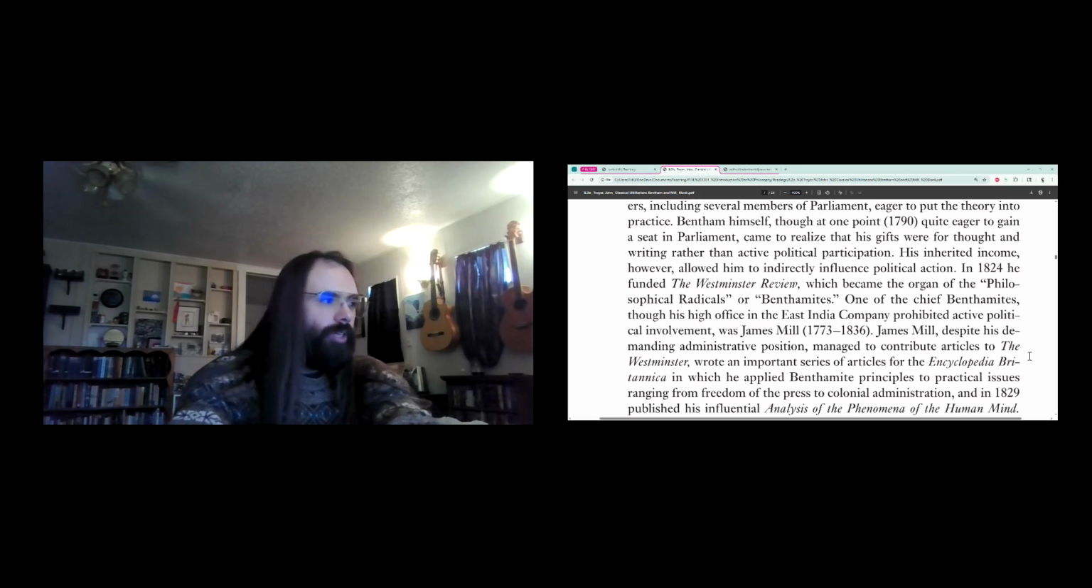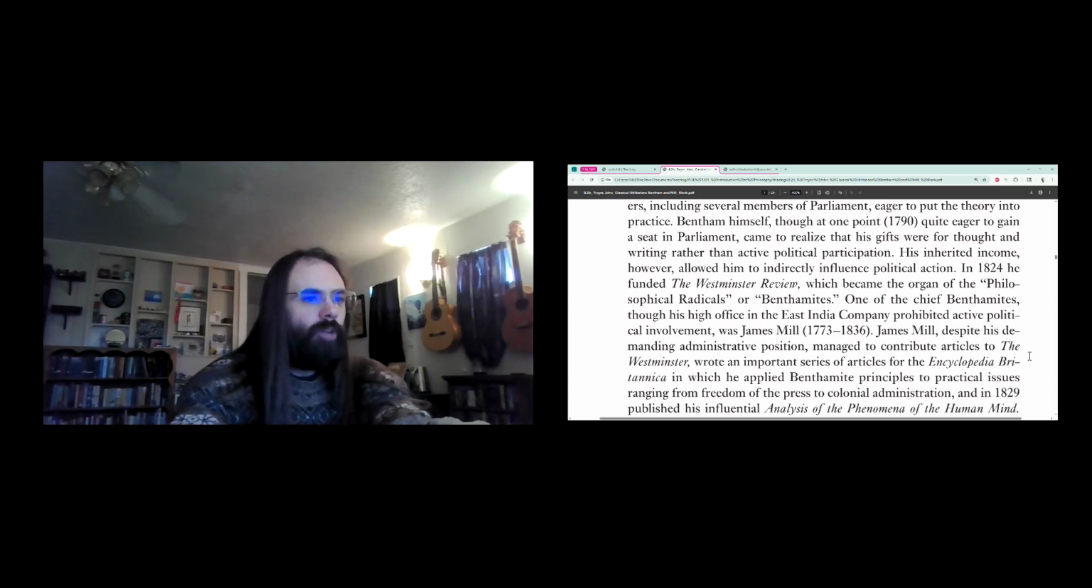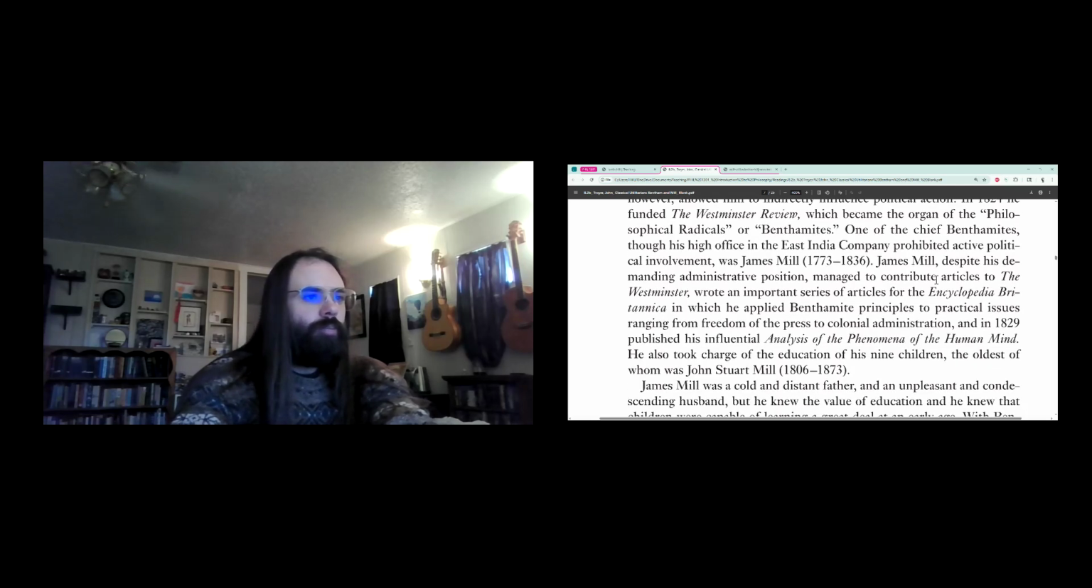One of the chief Benthamites, though his high office in the East India Company prohibited active political involvement, was James Mill. This is the father of John Stuart Mill. James Mill's dates were 1773 to 1836. So he passed away 12 years after Bentham started the Westminster Review, which became the organ of the philosophical radicals or Benthamites.